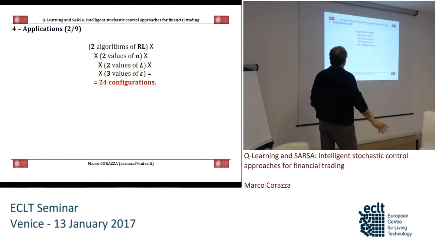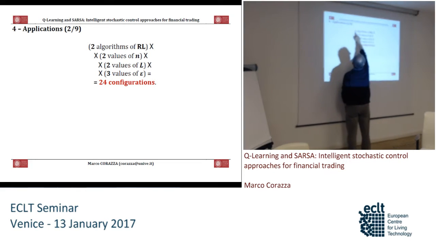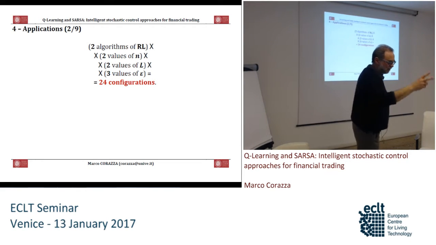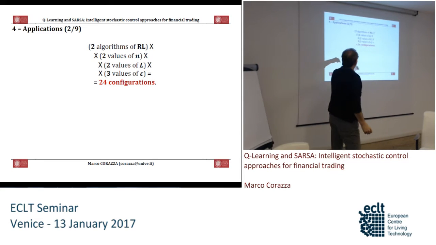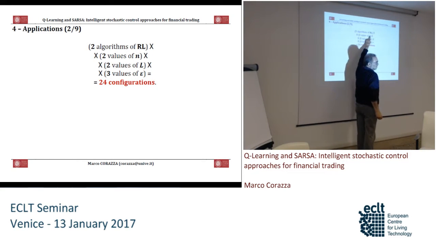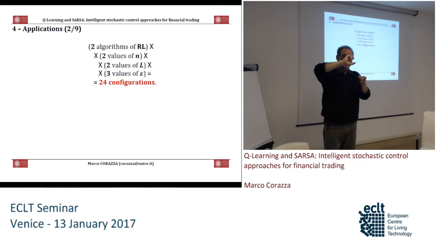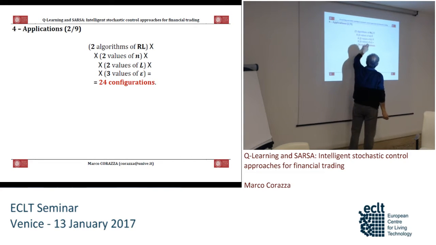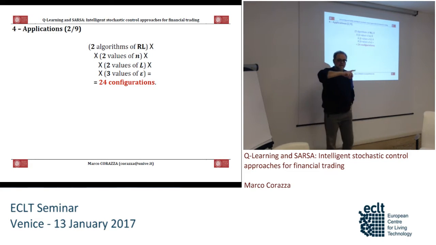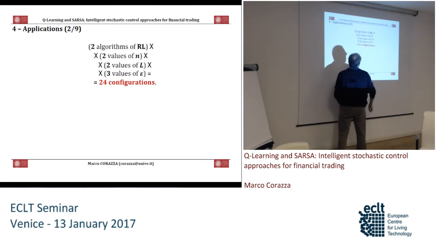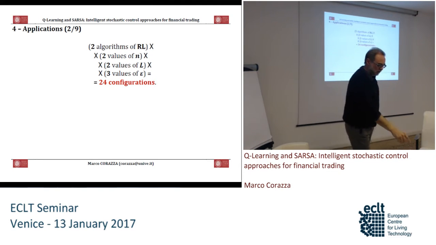Notice that, given that we consider two reinforcement learning algorithms, Q-learning and SARSA, two values of n, the number of states, 1 and 5, two values of L, the number of data on which the reward function is calculated, 5 and 22, and three values of epsilon, the percentage for the exploration, we consider 24 different configurations.